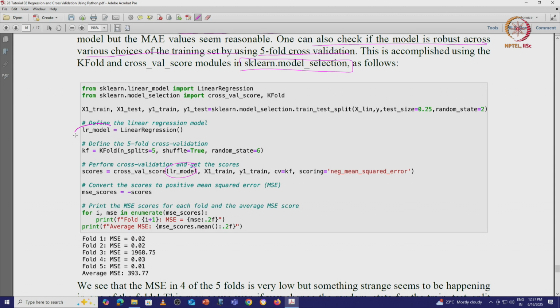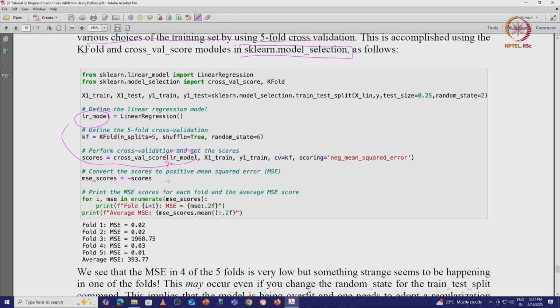So first you have to define the model, and then that model goes in here as the argument, and the type of cross validation is given here, that is the k-fold cross validation, and you have to give the metric that will be used as the cross validation score. In this case I am using the negative mean squared error.